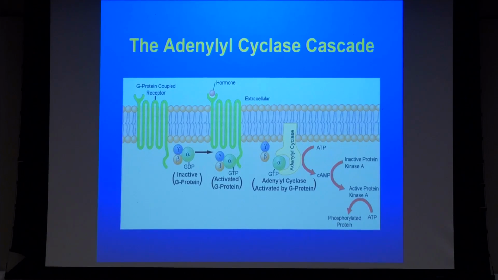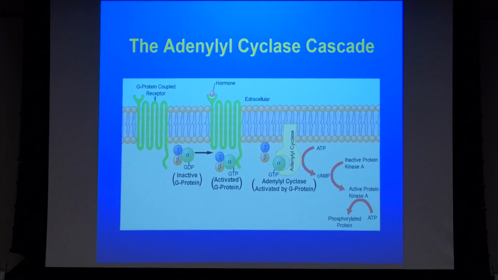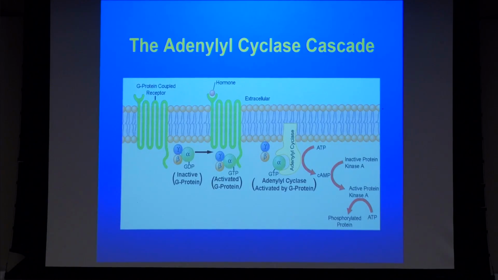Anything else? Yes. So the alpha subunit that's attached to the transmembrane protein there, is that the same one that's attached to the adenylyl cyclase? Does it move from one to the other, or are those two different alpha subunits? So the question is, are we talking about the same alpha subunit, which is bound to the GTP binding protein, goes out and activates the adenylyl cyclase? That'll be the same one.